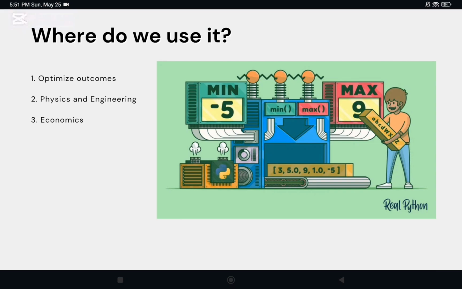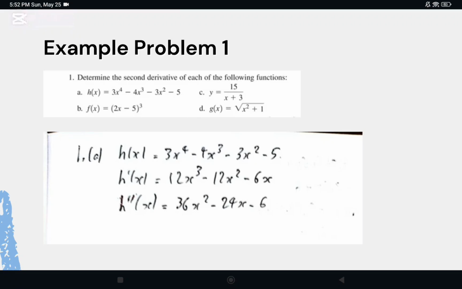So where do we use maximum and minimum on an interval? Normally we use it in optimization, like maximizing profit or minimizing cost in business, or maximizing area or volume in geometry problems. Secondly, in physics and engineering problems, like finding the highest point a ball can reach, the maximum height, and designing structures with maximum strength or minimum material use. Thirdly, in economics, we can determine the optimal pricing for maximum revenue, or analyze the cost for efficiency.